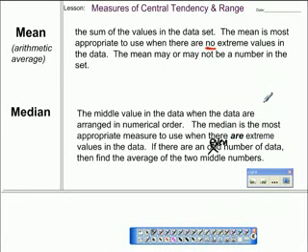The median is the middle value in the data when the data are arranged in numerical order. So either smallest to biggest or biggest to smallest. And then we can find that middle number. The median is the most appropriate measure to use when there are extreme values in the data, because the middle is still the middle no matter how high or low the numbers are, because it's determined by how many numbers there are in the data set. If there are an even number of data, then we find the average of the two middle ones. So take them, add them together, and divide by 2.